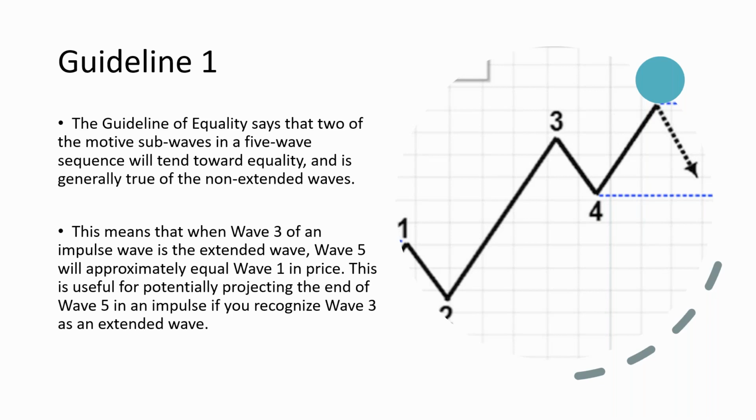So there's the guideline of equality that says that two of the motive subwaves in the 5-wave sequence will tend towards equality. This means that when wave 3 of an impulse wave is the extended wave, wave 5 will approximately equal wave 1.